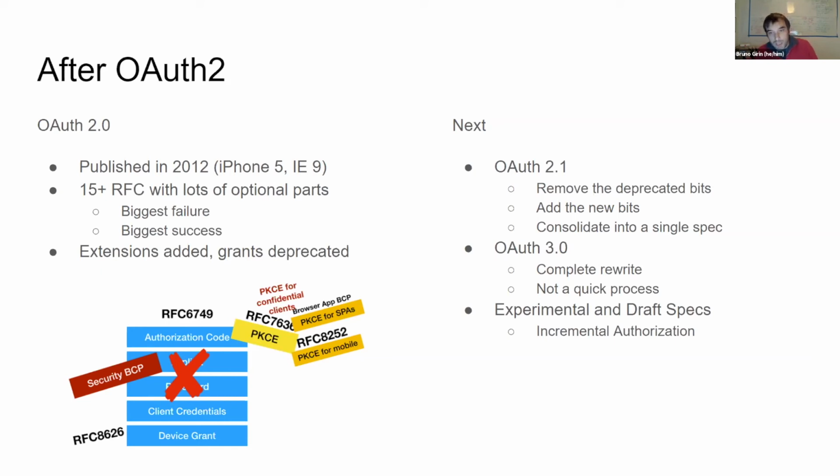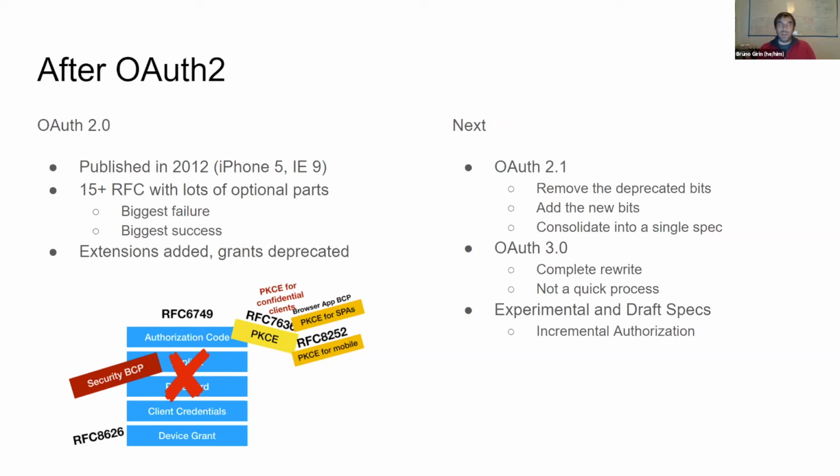And in addition to that, you also have a set of experimental and draft specs that have not quite made it into the standard, but are nearly there. A lot of them are quite technical, but one that I find very interesting is the incremental authorization that has been pushed by Google and is available with the Google OpenID Connect implementation.